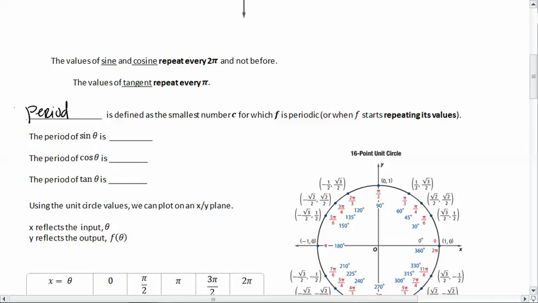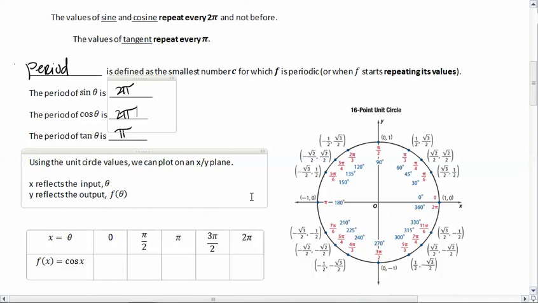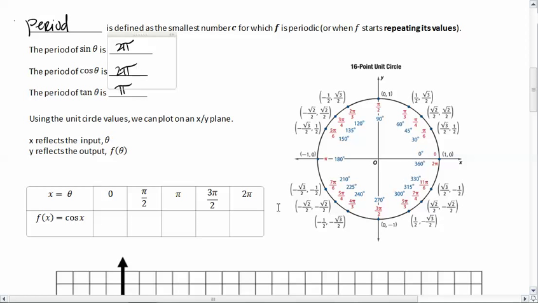So the period is defined as the smallest number c for which f is periodic, or to say more simply, when f starts repeating its own values. That's what we call periodic, when we start having repeated values of those same things. So the period of sine, we said, is equal to 2 pi. The period of cosine is equal to 2 pi. The period of tangent is equal to pi. And all of their sister functions are going to play in the same realm.